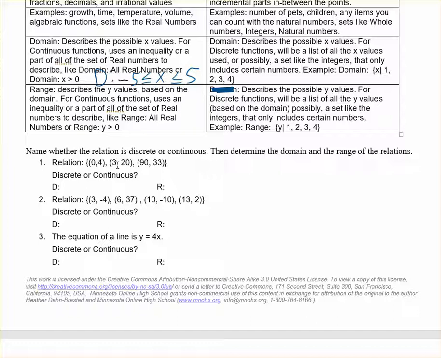All right, so in this relation for number 1 and 2, they're just a set of points. To tell if it is discrete or continuous, if it's a list of points like this, then it's discrete. So these are both discrete. To find the domain of a discrete function, all you do is list the x-coordinates. So in number 1, the x-coordinates are 0, and then 3, and then 90. And the range is the y-coordinates, so 4, 20, and 33. If a number appears more than once, you only write it down once, and you should write them in order from least to greatest if you can keep track of that.